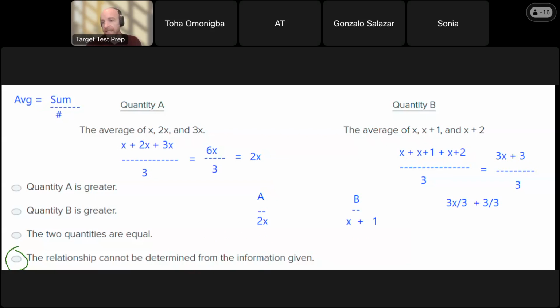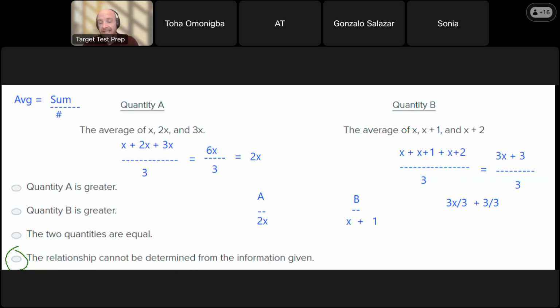I know we did do the average choice, so that's what I was doing when I got the 2x and we got the x plus 1. So we're comparing the averages. The average in quantity A was 2x. The average in quantity B was x plus 1. So I'm comparing those averages. I need to compare these numbers. Okay, and so, yeah, not necessarily.